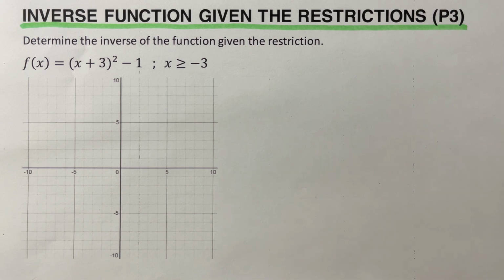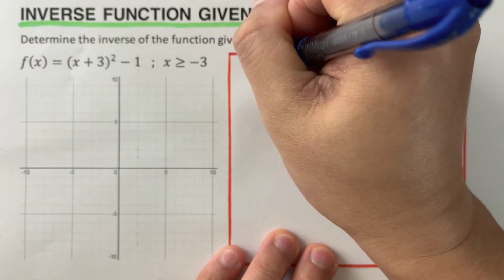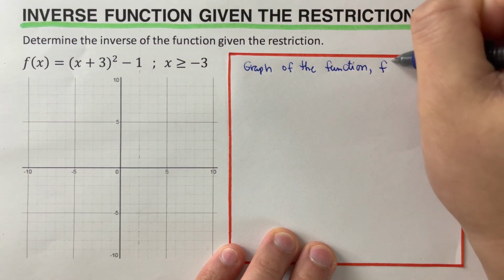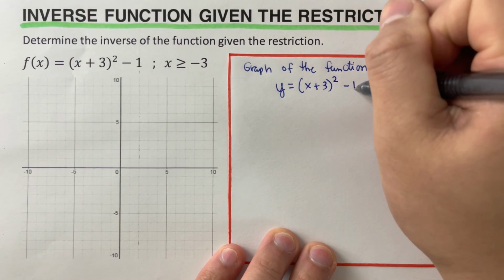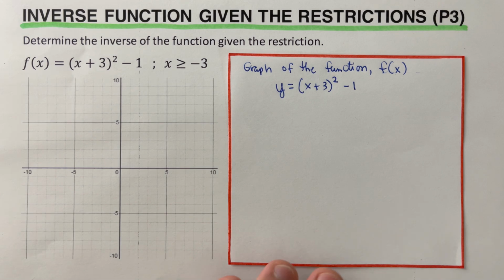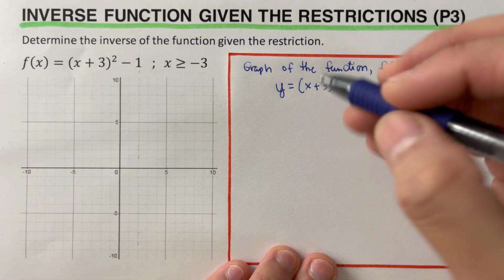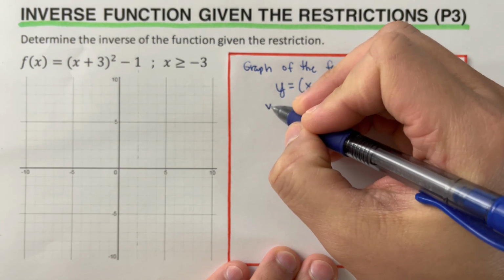Now let's sketch the graph of this function right here. Looking at the equation that we have right here, we can tell that our vertex is located at negative 3, negative 1. Because remember, we are going to switch and keep. So the vertex is at negative 3, negative 1. I'm just going to write that down here.